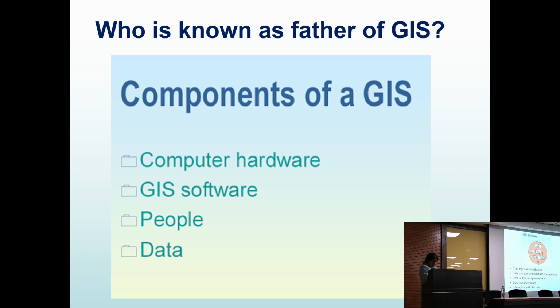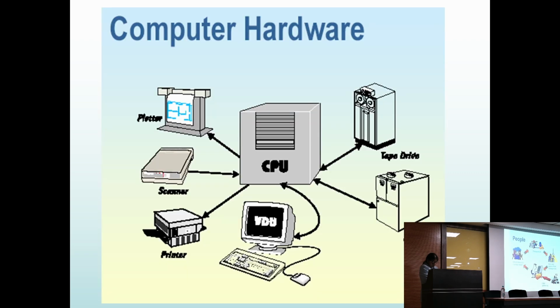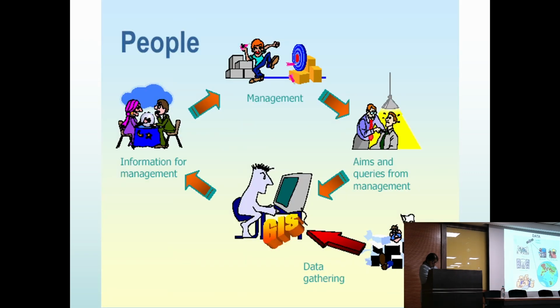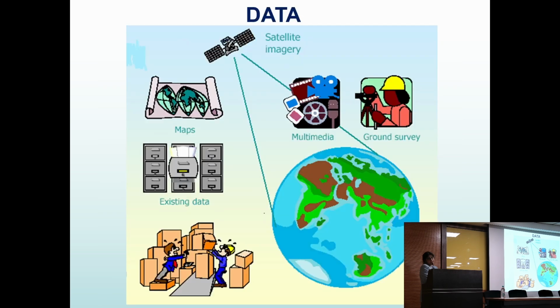These are the hardware, software, people and data. So what are the sources of data? In GIS environment, you have to input certain data. So from where are you getting those data? The first source is remote sensing technique. Satellite data is a big source of data to be input in GIS environment.